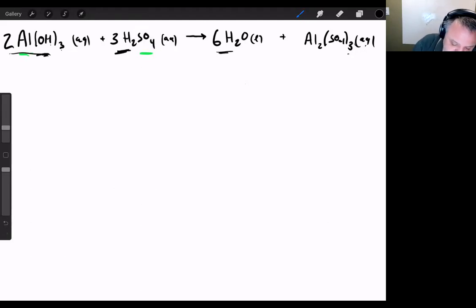I could also look at it from the perspective of the oxygen. 3 times 1 is 3, times 2 is 6, so I need 6 oxygens. Either way, I've now balanced the equation. Ultimately, your goal is to be able to do it that fast without any sort of list. All right, let's do the net equation.